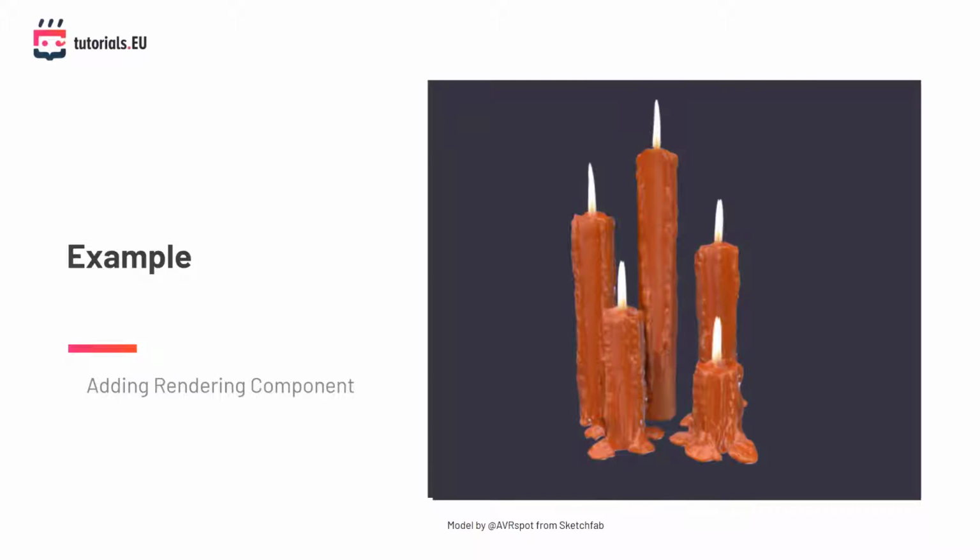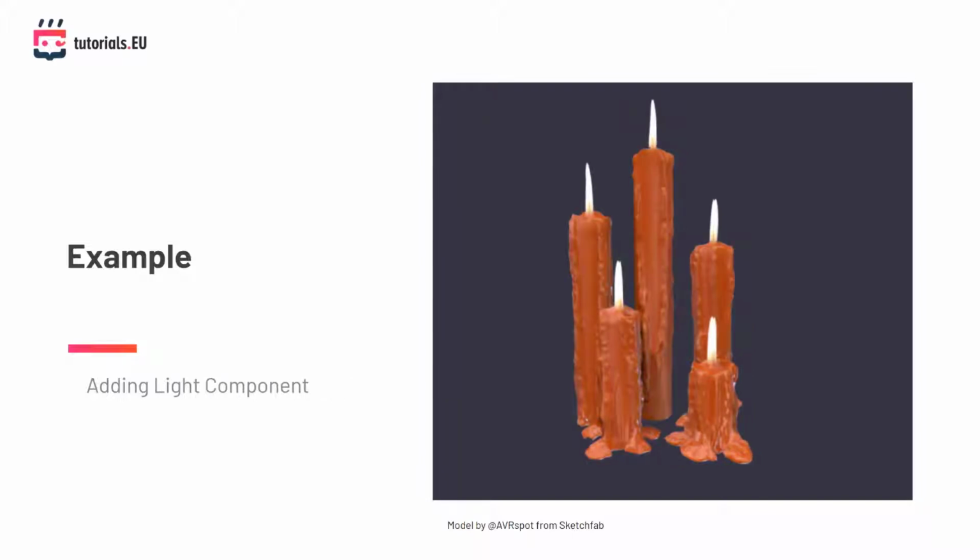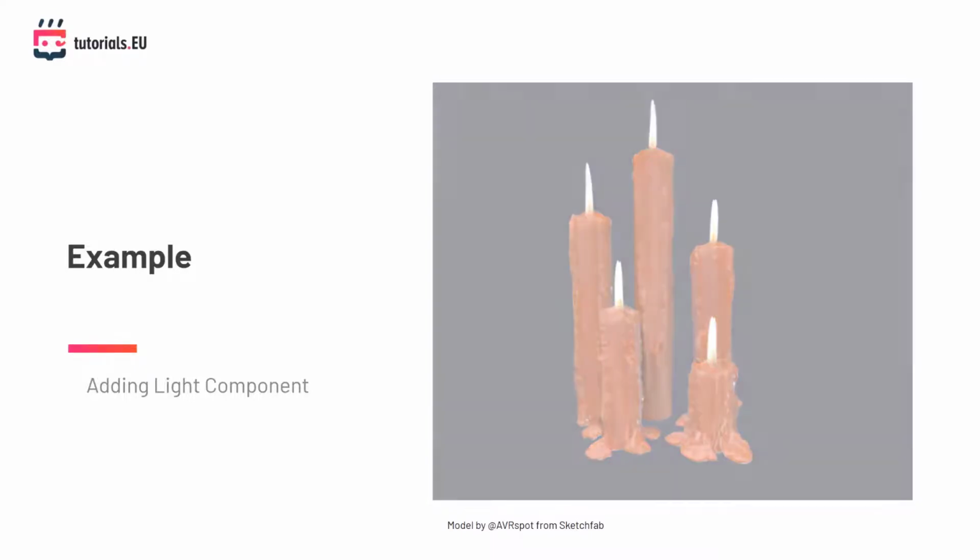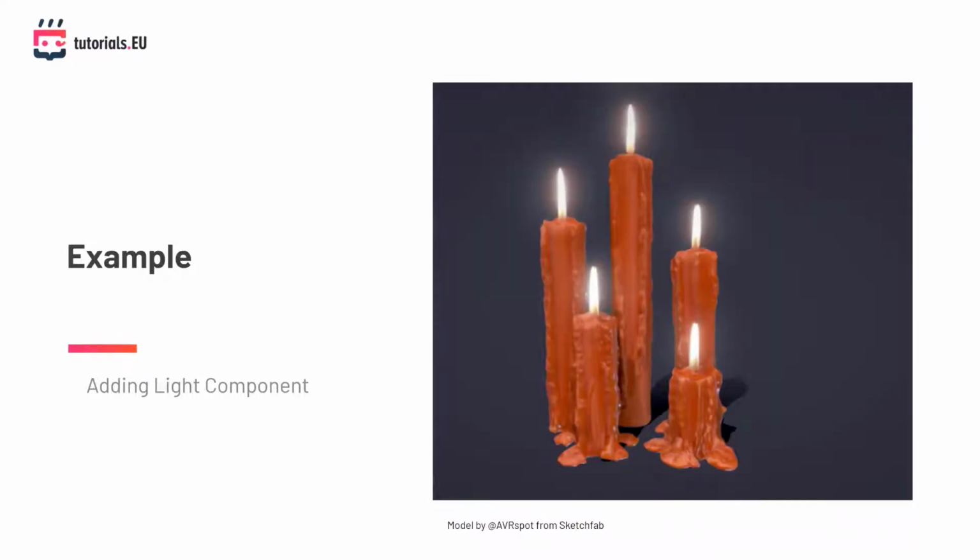Now there is still something missing here, and that's the light. Every component should have only one responsibility. To make our candle emit light, we will have to add a light component. So now we will add a light component which is responsible for emitting light. So you see, now we have an awesome candle in our game.